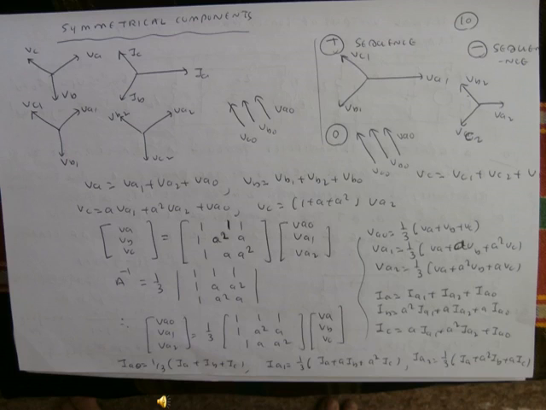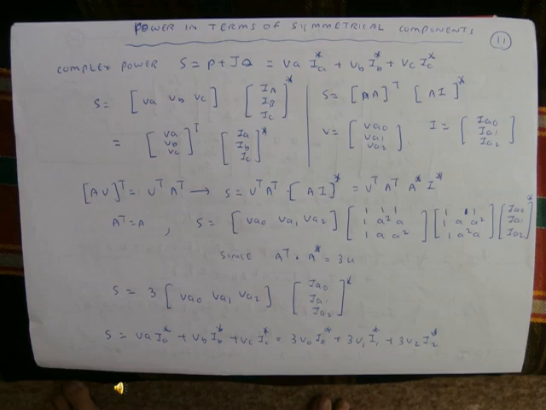This one is the power in terms of the symmetrical components. So we write down the complex power. Complex power is equal to S equal to P plus jQ. So that way, VA IA star plus VB IB star plus VC IC star. So S is equal to the matrix of VA, VB, VC multiplying with the matrix of IA, IB, IC star.